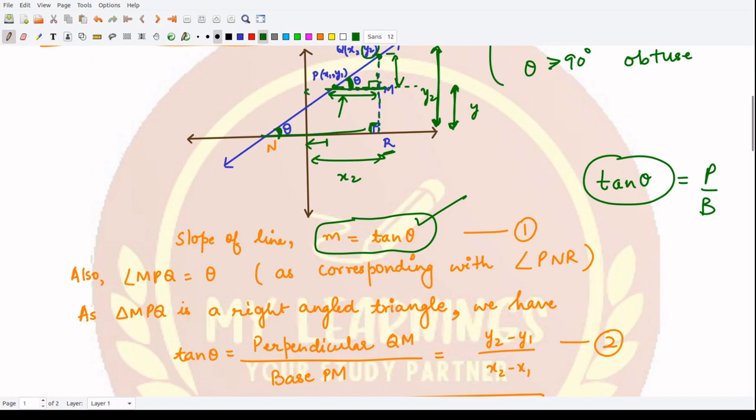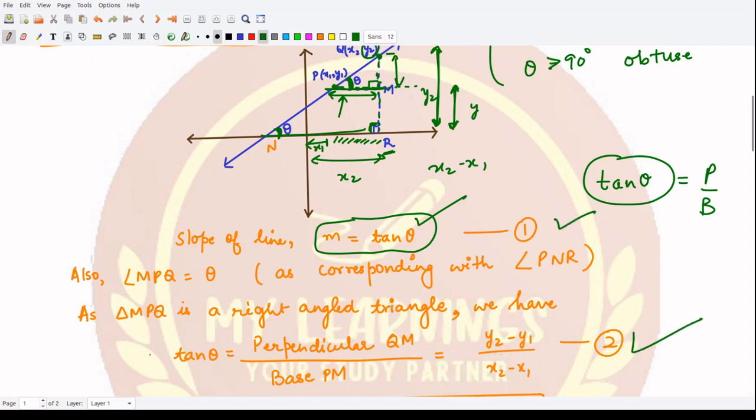It is the same as this much distance, correct? And what is this? This is x1. So this distance is x1, and the remaining distance here would be calculated as x2 minus x1. So it is x2 minus x1. Hence let's mark this as equation 2.